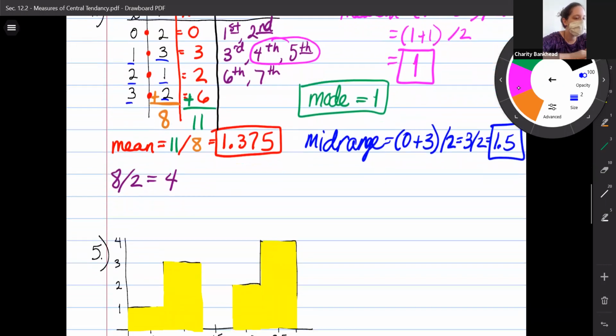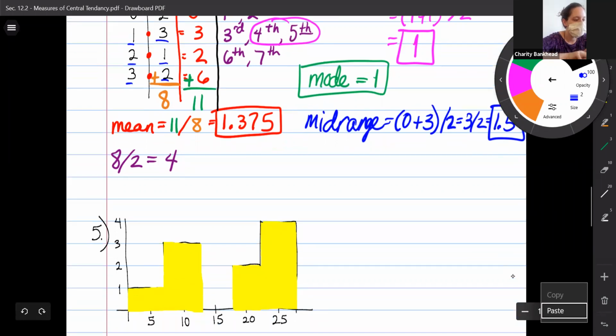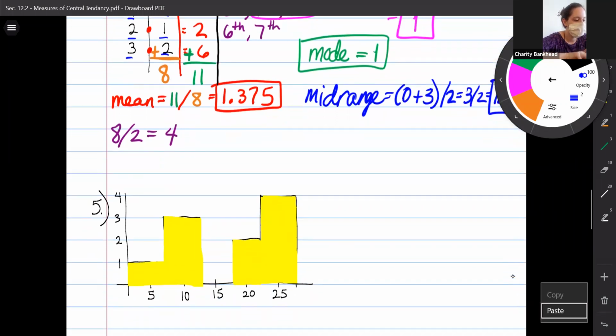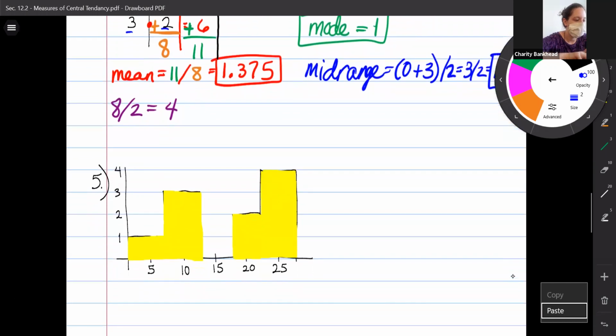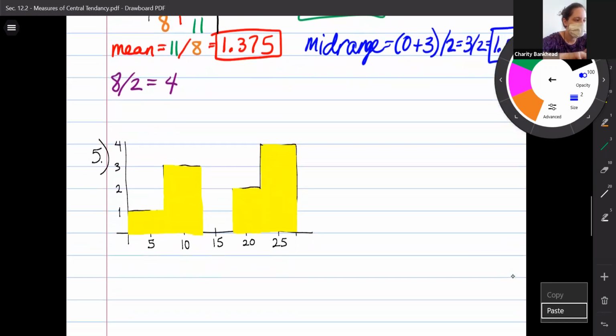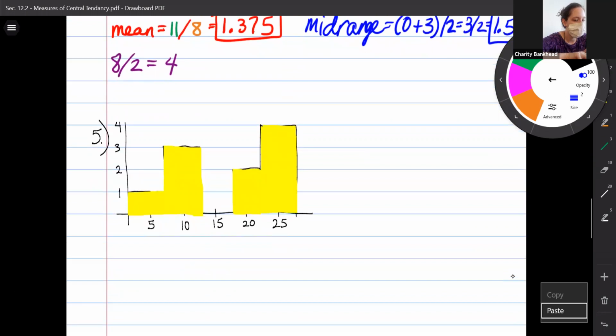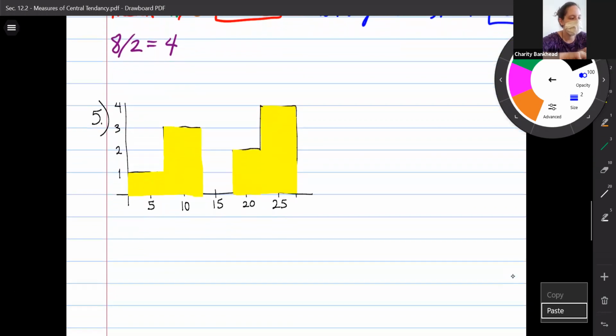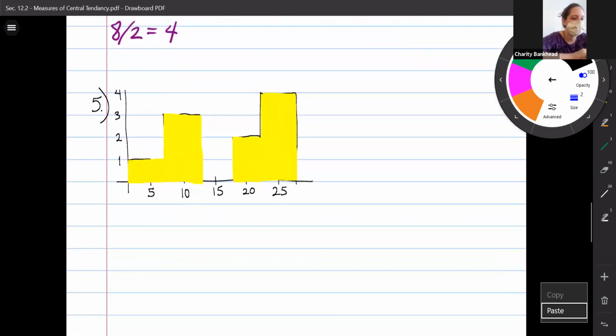Okay, so on the next problem, I have a frequency histogram this time. So I think what I would do with this is write out a frequency table, and then I would solve it the same way I did the last problem.